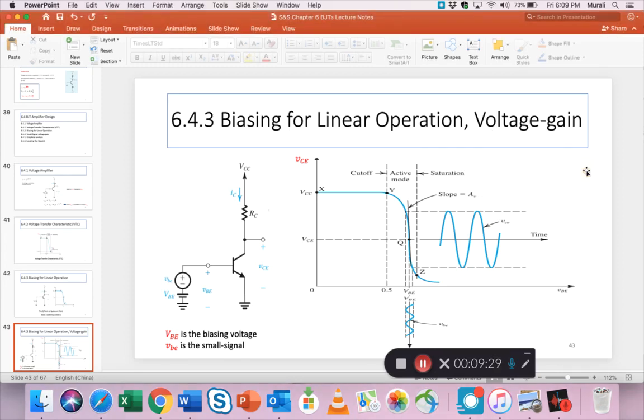Okay, so basically I hope you understand that first we define a certain operating point by picking a certain VBE and a certain VCE, and then we introduced a small disturbance or a signal voltage, a signal riding on the base circuit, and that gives you a change, a much bigger change hopefully, on the output, which is the VCE.